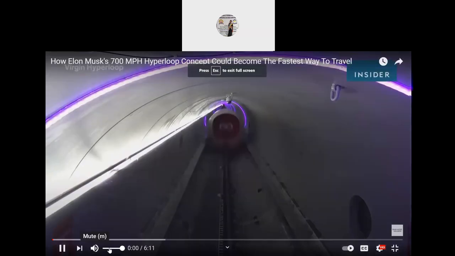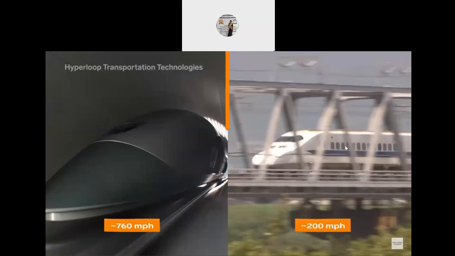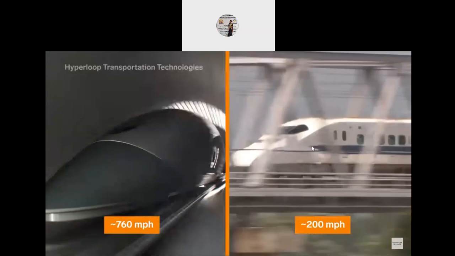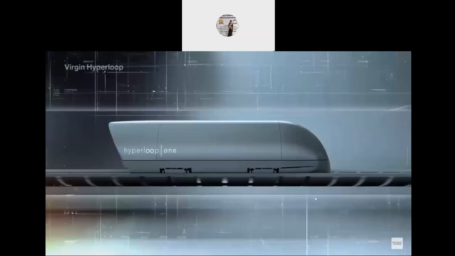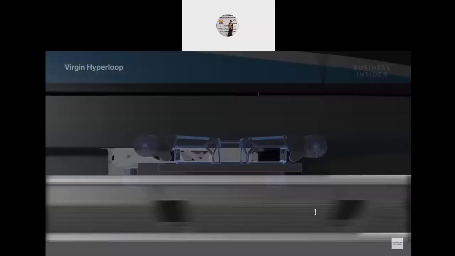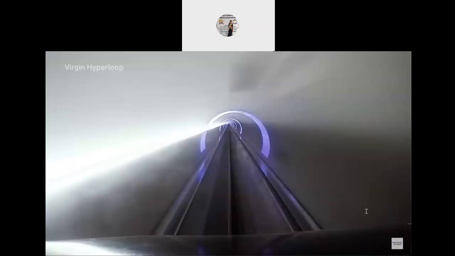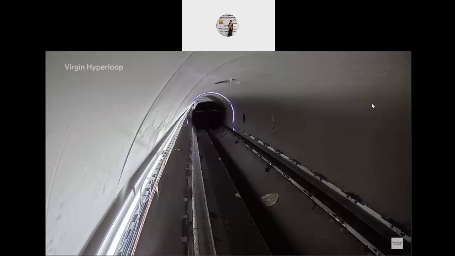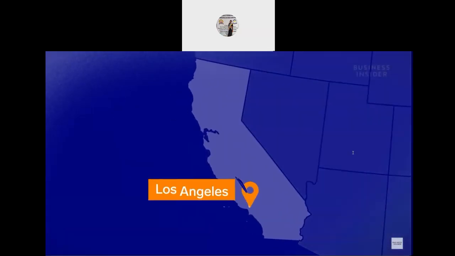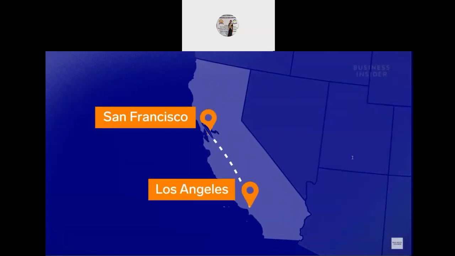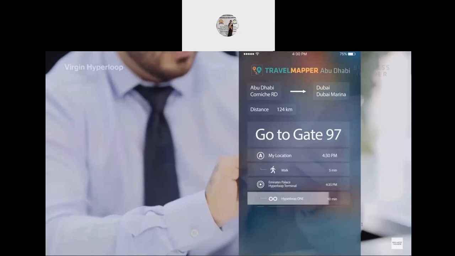This is the future of high-speed transportation. It's 3.5 times faster than Japan's Shinkansen bullet trains, and even faster than a Boeing 747. It's a hyperloop, magnetic pods levitating inside a tube at more than 1,000 kilometers per hour. In theory, you could go from LA to San Francisco in just 45 minutes, with tickets less than $100 one way.